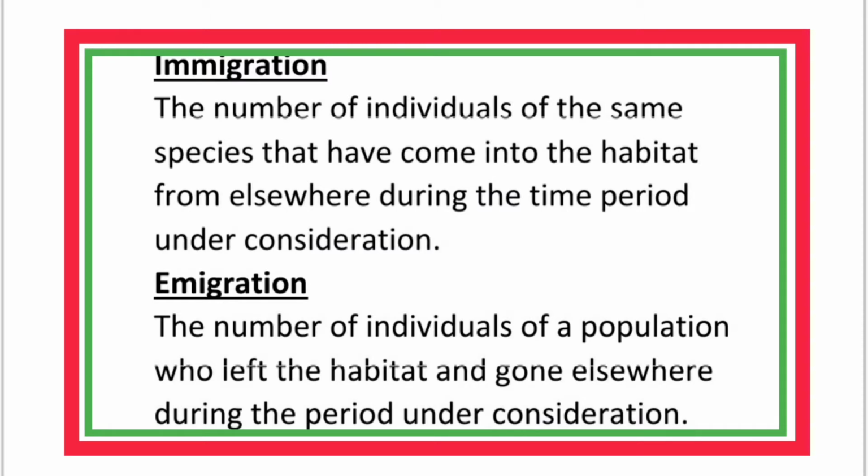Immigration. The number of individuals of the same species that have come into the habitat from elsewhere during the time period under consideration. Emigration. The number of individuals of a population who left the habitat and gone elsewhere during the period under consideration.